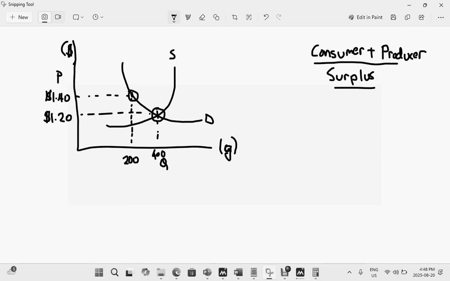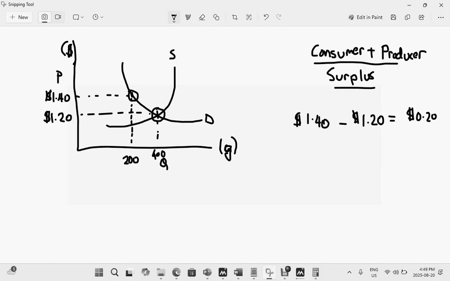Instead, they got more. They got 400 gallons for $1.20, a reduced price, which means their surplus will be the money they saved when it came to gasoline. So this will be $1.40 minus $1.20 per unit price per gallon, and this will be 20 cents. This will be their surplus.